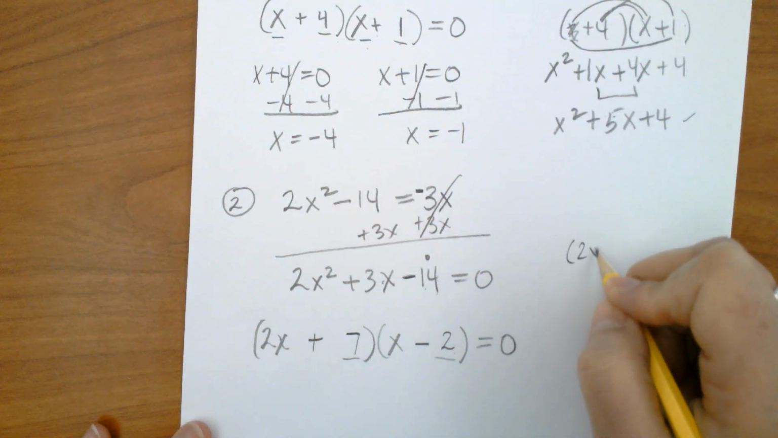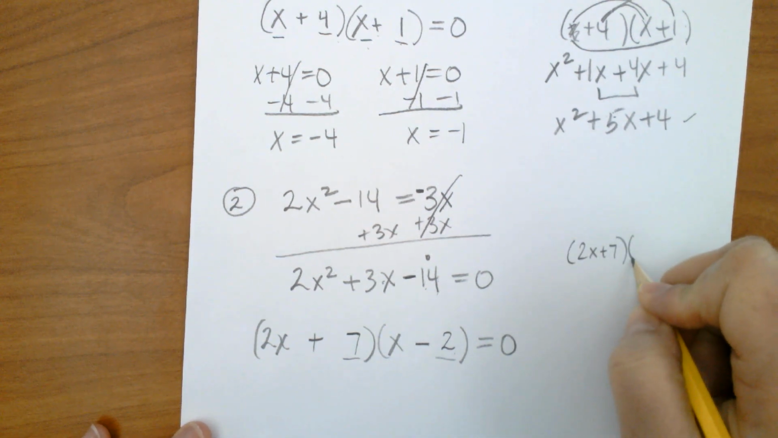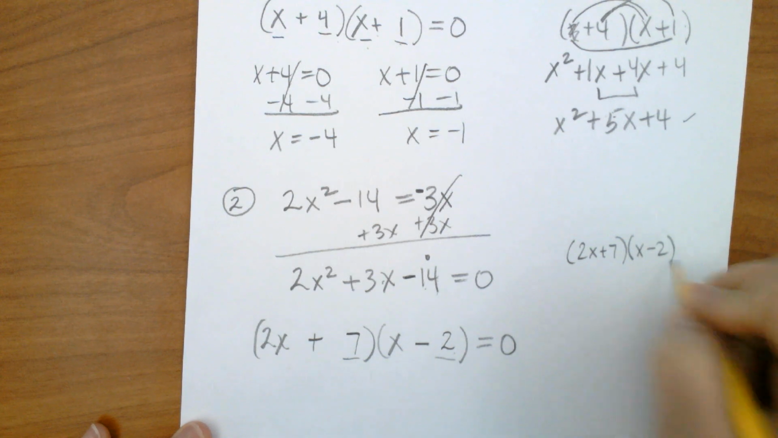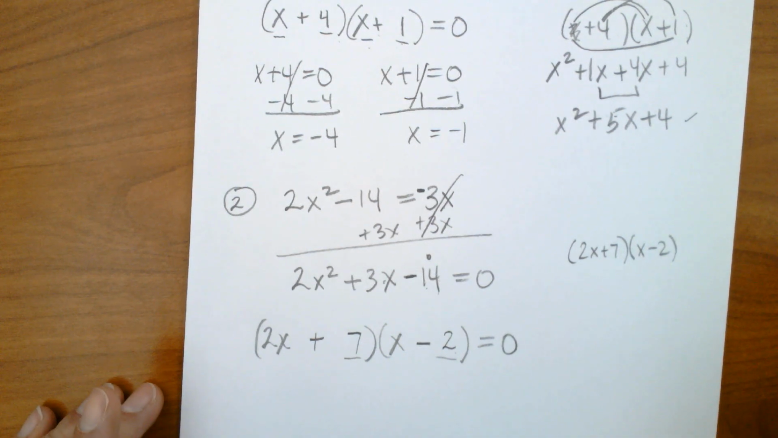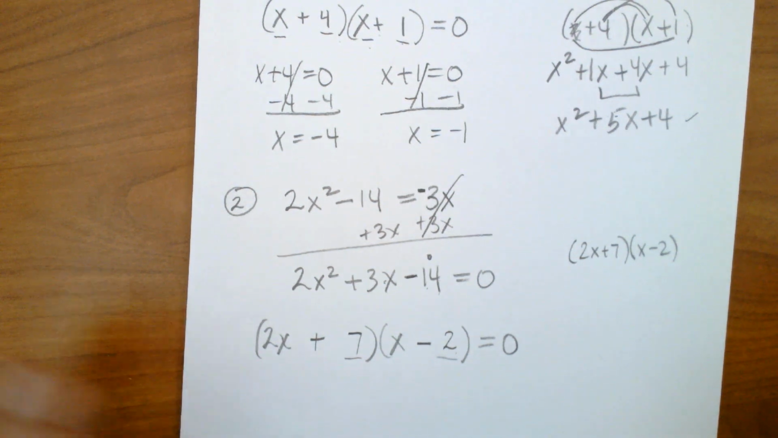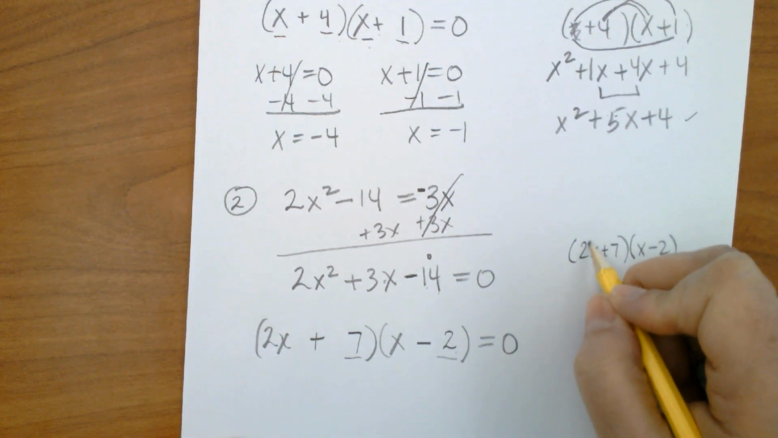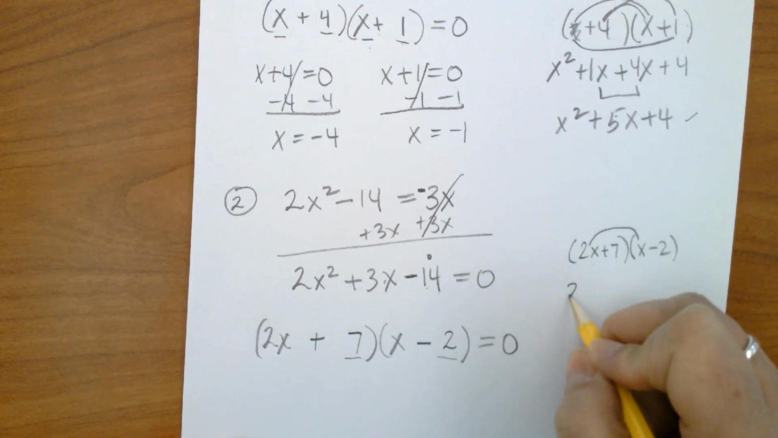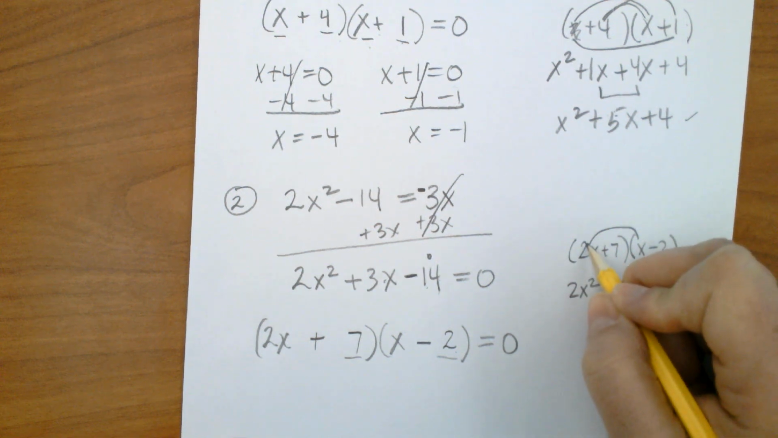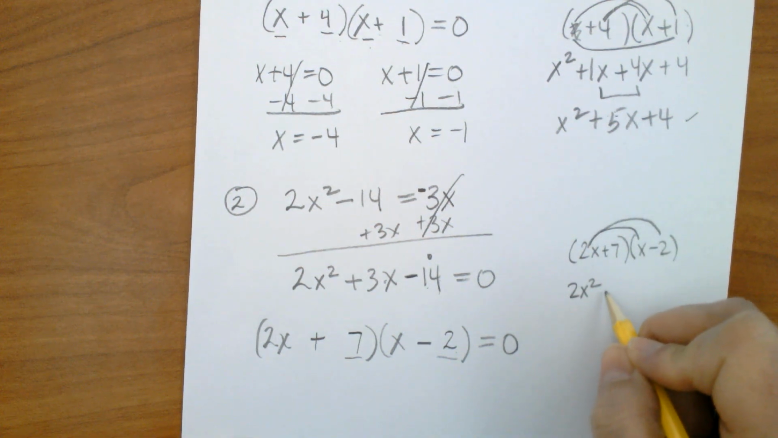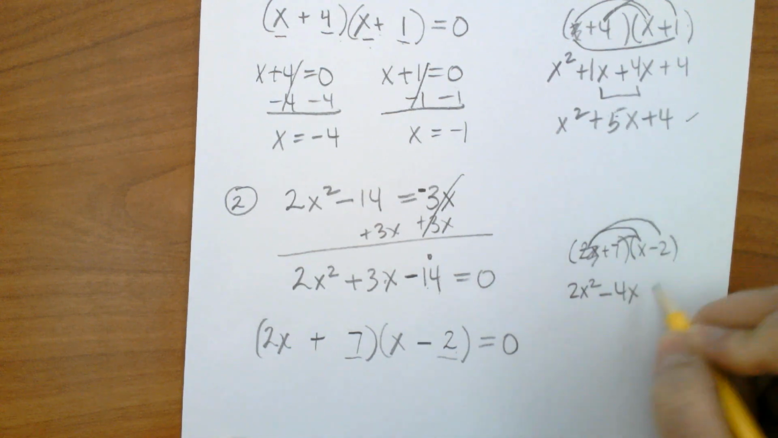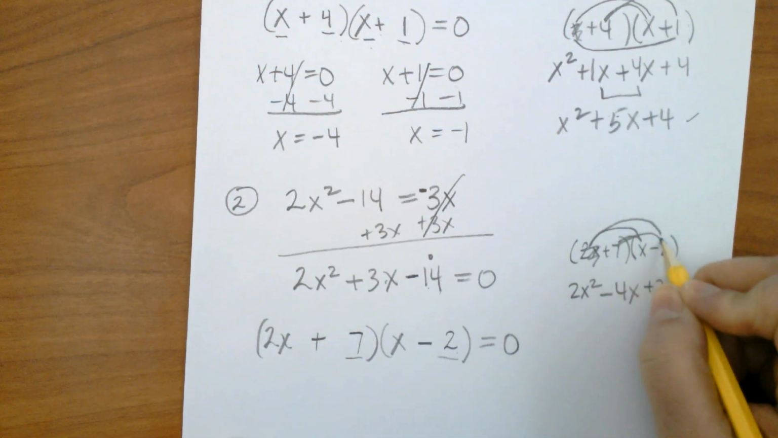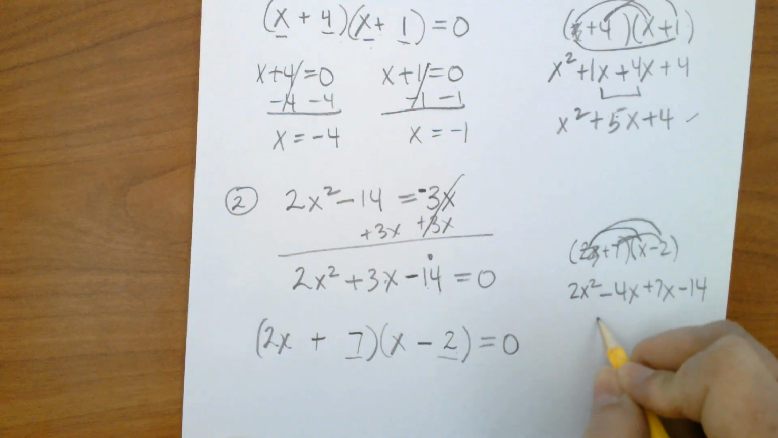Now, I'm making you do the guess and check method, one, because this isn't a video about all the strategies, but also, two, I want you to practice. So again, this is the practice video. So let's check it. Okay, so we do first term, 2 times x is 2x squared. Outer term, 2 times negative 2 is negative 4x. That takes care of that. Inner term, 7x. Last term, minus 14.